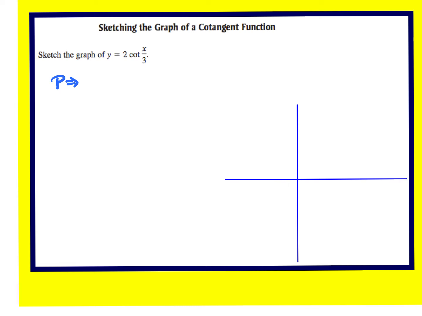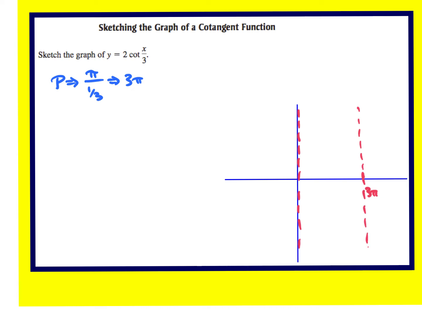Let's figure out its period. What's my normal period of cotangent? Pi. So now I'm going to take pi and divide it by 1/3. So now what's my new period? 3 pi. So where are my vertical asymptotes? At 0 and at 3 pi. All right, so I'm going to make that 3 pi.